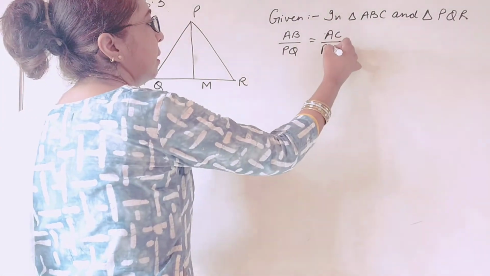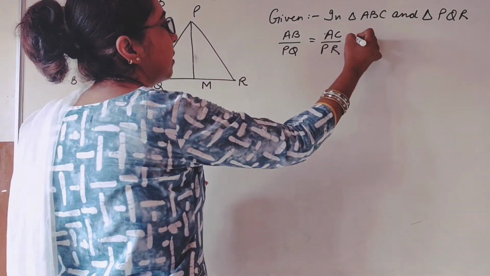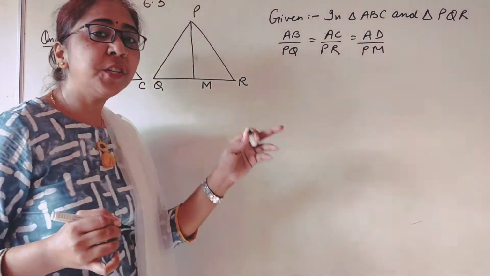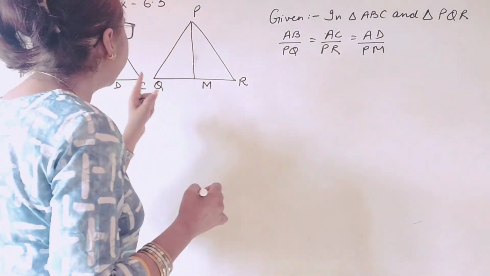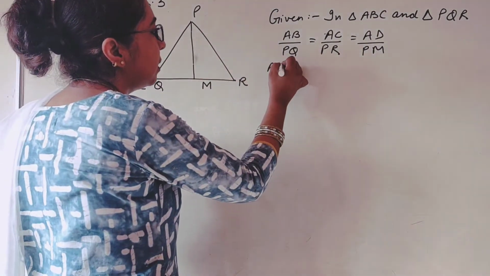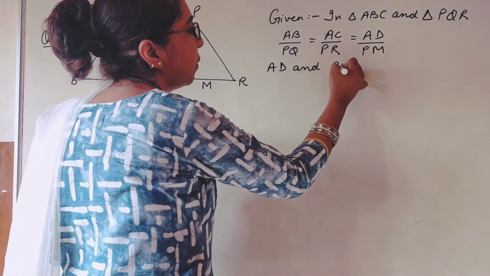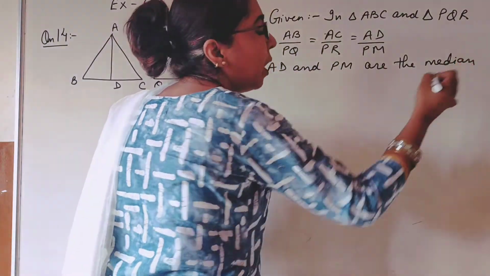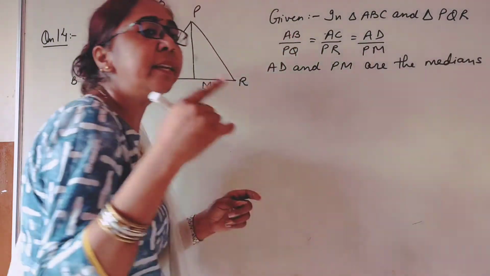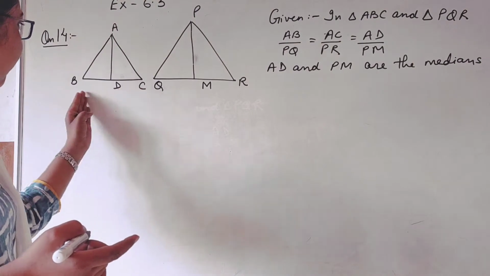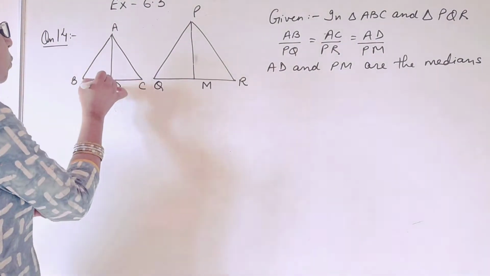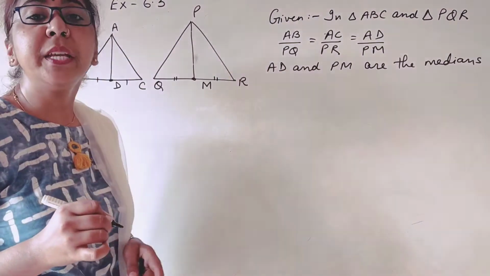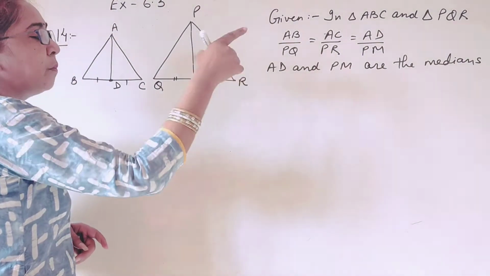PR, third one is AD by PM. But one more thing is given, that AD and PM are the medians, right? And I told you earlier also that medians means the line which bisects the opposite side in two equal parts. These are the midpoints. That's why these are medians, right? So this is given, and what we have to prove?